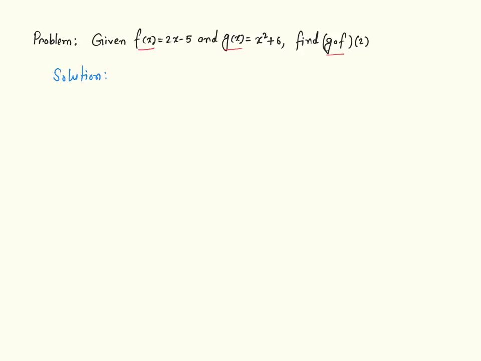Before we can find g composed with f of 2, we need to find g composed with f of x. So we need to find the definition of g composed with f of x. By definition, g composed with f of x is g of f of x. Let me put it in a diagram or sketch. So you have two functions. You give it an input x, and it gives you an output, which is f of x.